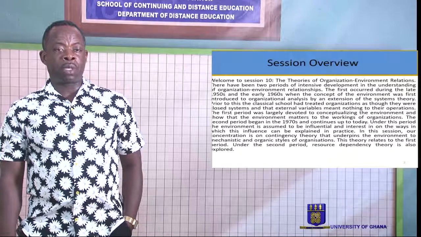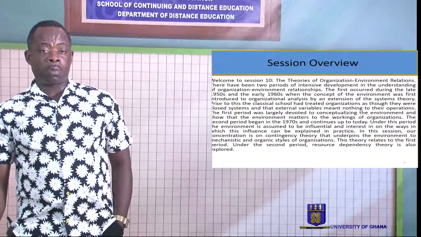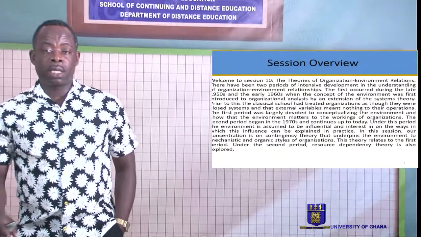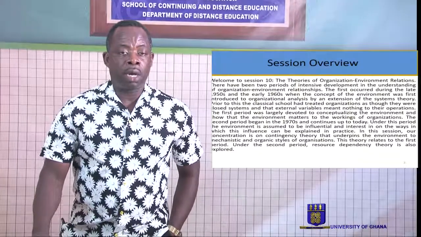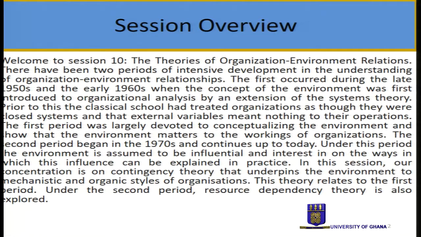And then the second period, which began in the 1970s and continued even up to today. Under this period, the environment is presumed to be influential, and the interest is in the ways in which this influence can be explained in practice. So that's what we are going to look at.